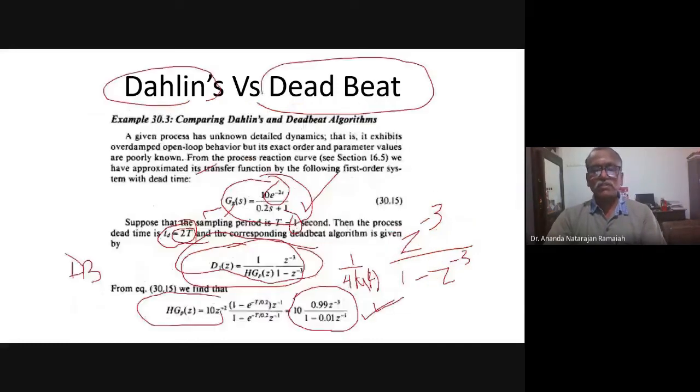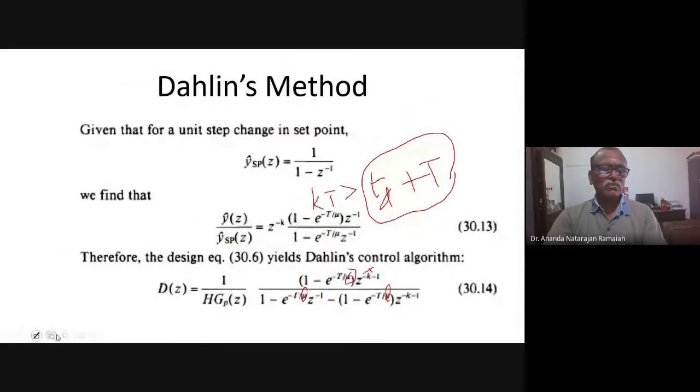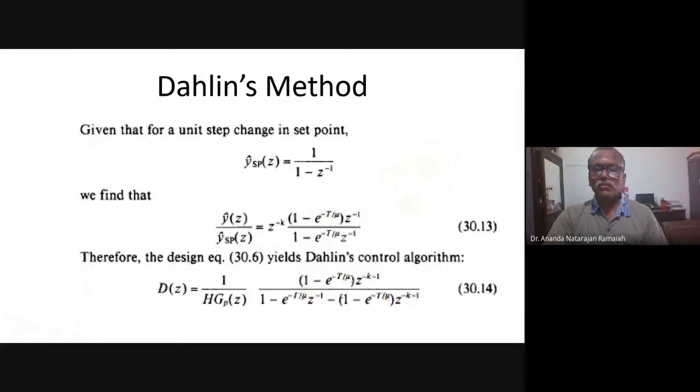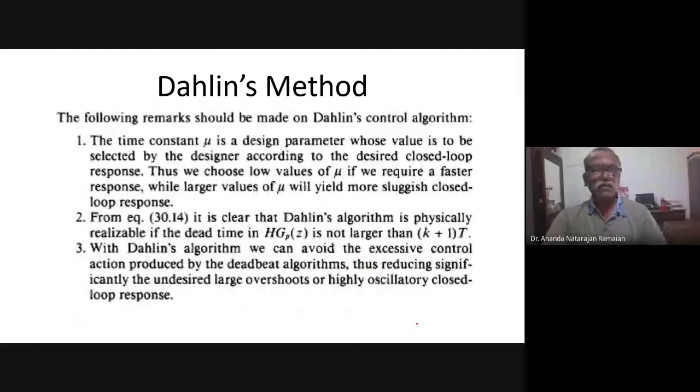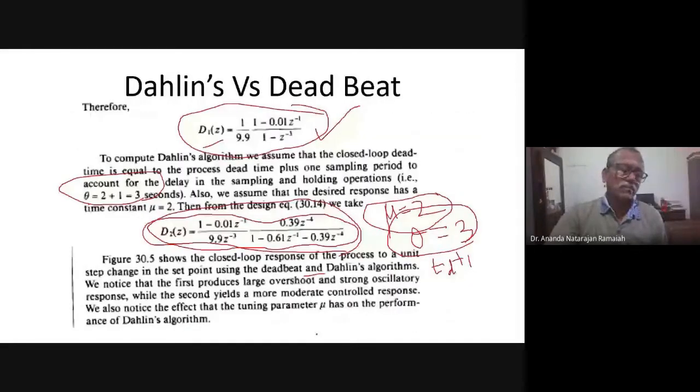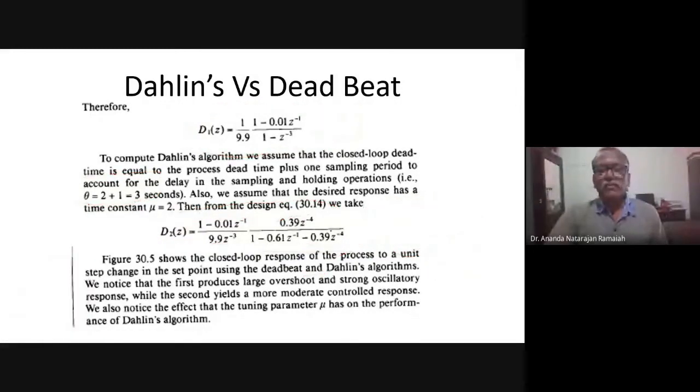this formula we used. What is that formula? There, mu is substituted as 2, K is substituted as 3, and T is substituted as the sampling period, 1. If you substitute all this, you will get this controller. This is the controller we got.